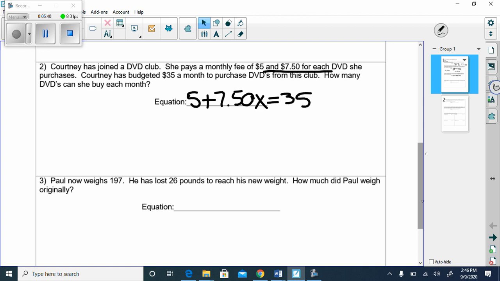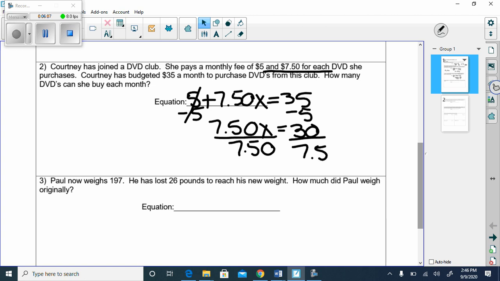And now we just got to solve. All right, so what am I doing first? Subtract. So I've got 7.50x equals 30. Then what should I do? Good. And I get, good. So that means she can buy 4 DVDs.